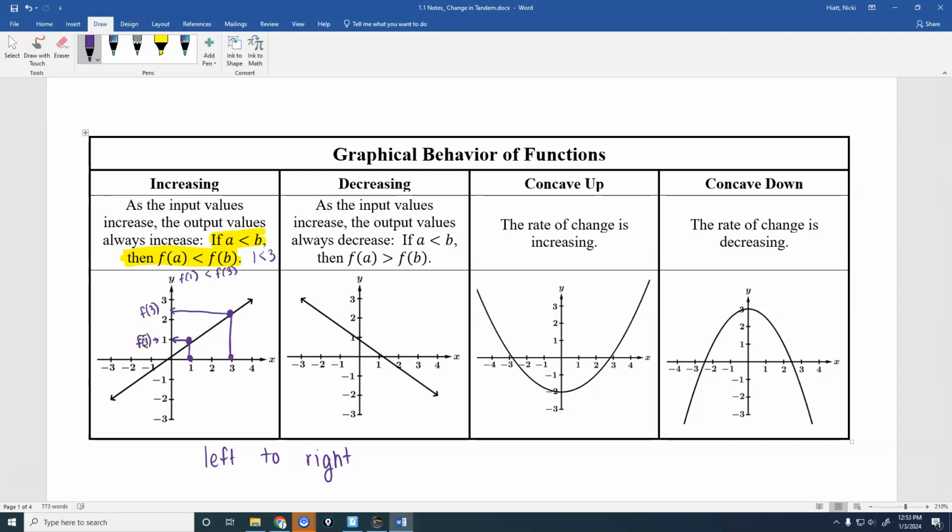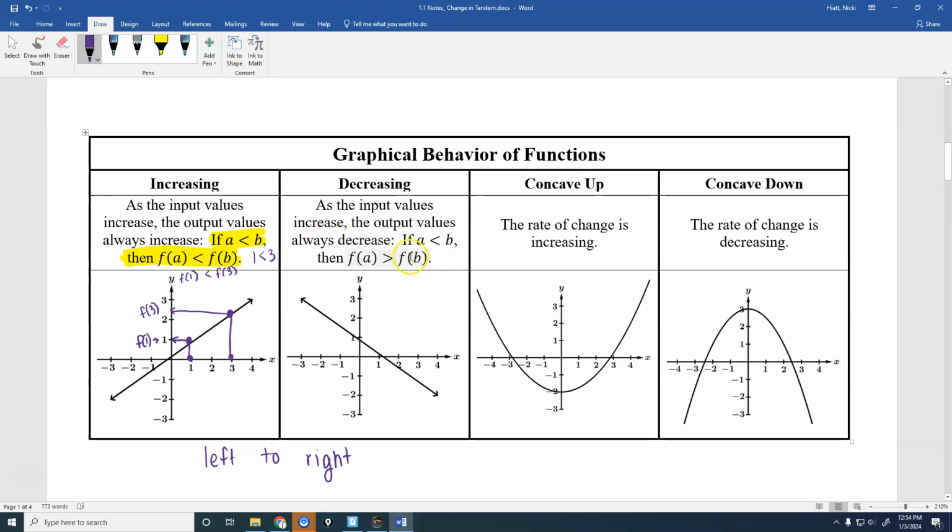Now, for something to be increasing, this has to be true for any two numbers on the whole graph, right? So 1 and 3 definitely worked, but 1 and 2 would have to work, and 1 and 1.1 would have to work, and 0 and 7 would have to work. And obviously you can't test every one of these, but overall you're just thinking about it going up. But when we get to some finer points of things, it's helpful to see at least that formal definition presented there.